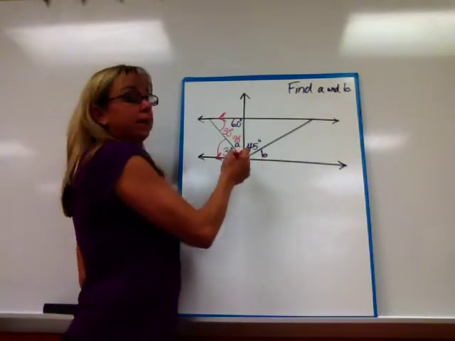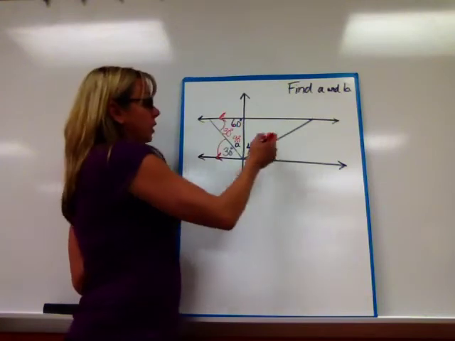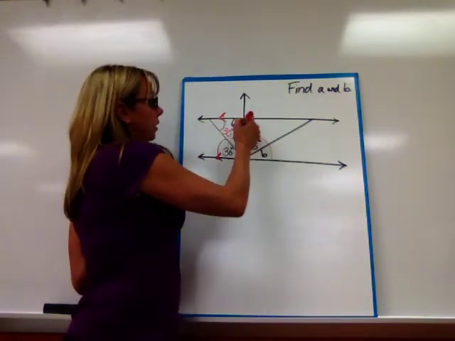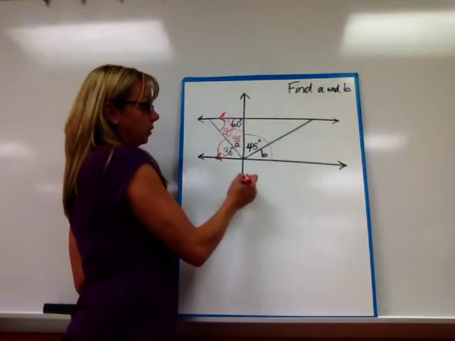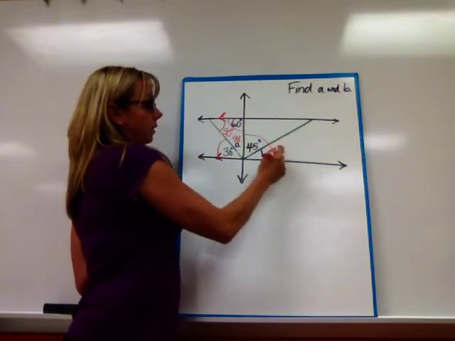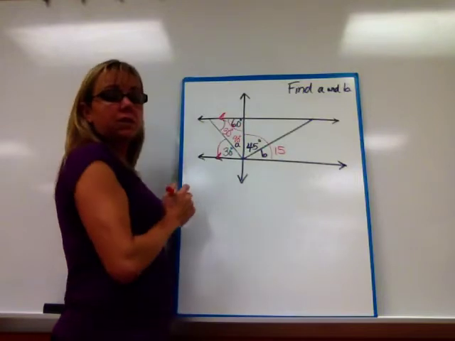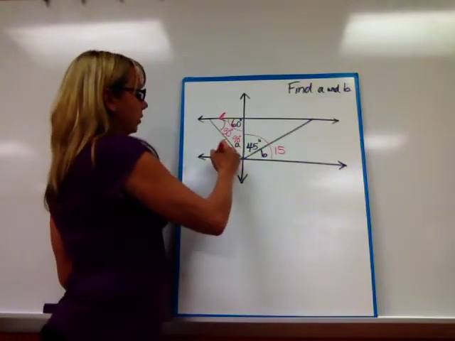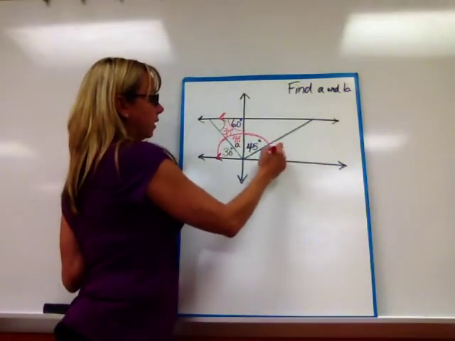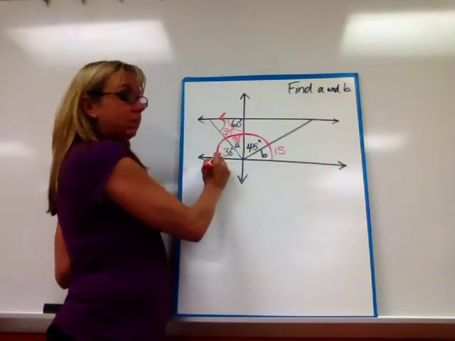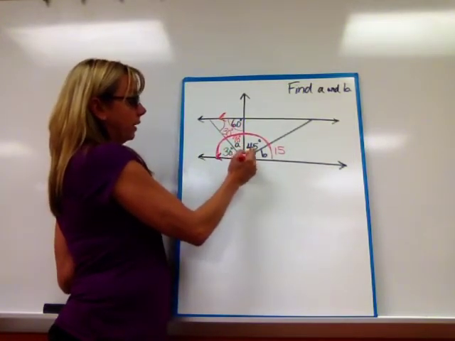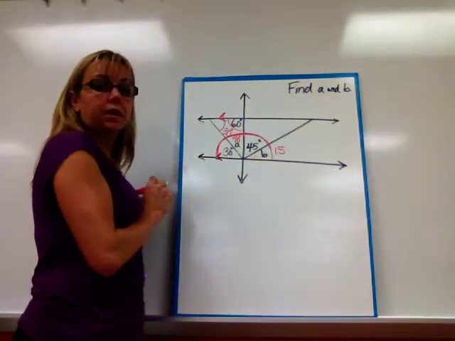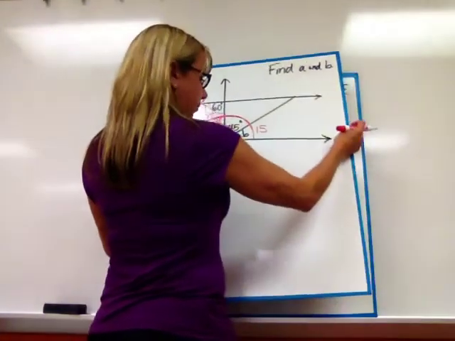All right, so to get B, you could do it a couple of ways. You could look at this angle and this angle as alternate interior angles, because that's acting as a transversal, which means B would have to be 15, because 45 plus 15 would give you 60. Or you could look at this whole straight line right here, knowing that it has to add up to 180, and you could subtract this, this, and this from 180 to get B. Next problem.